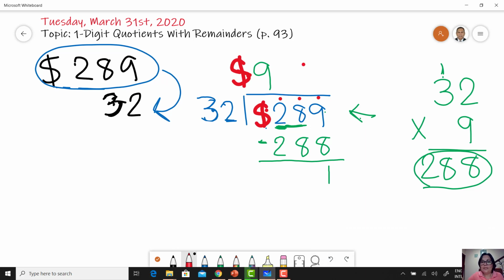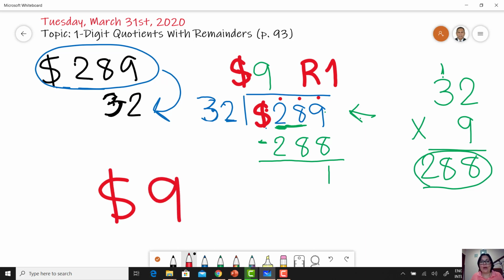And we have remainder 1. So about how many dollars Juan is going to pay weekly? About $9. So I want you to answer the information question, the last information sentence. Juan will pay about $9 each week.